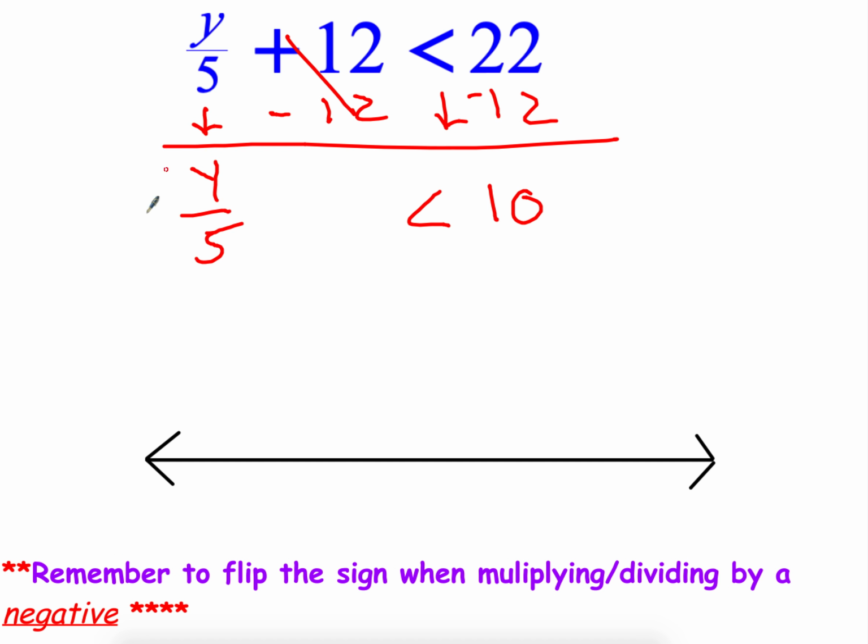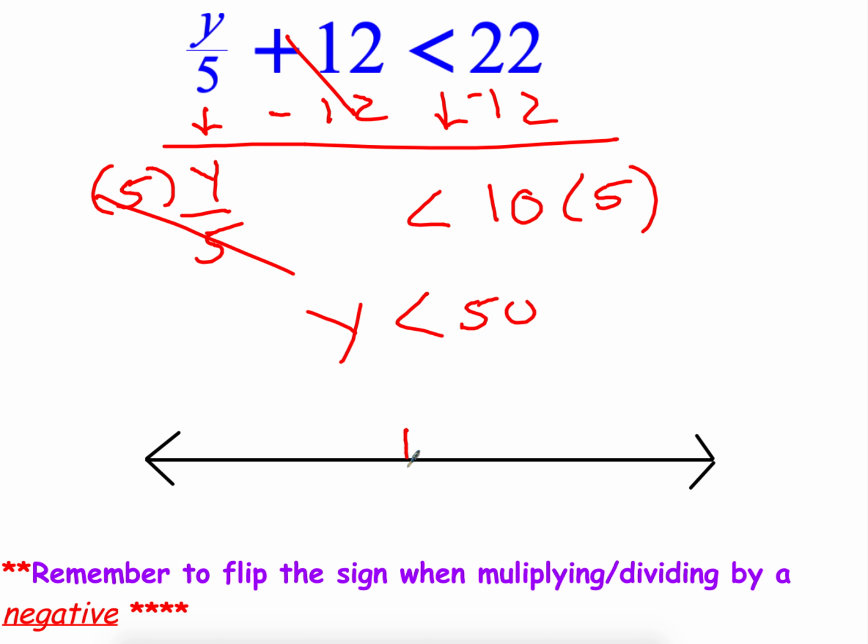Now I've got to get rid of this division. The opposite of division is multiplication. So because I'm trying to get rid of the 5, I'm going to multiply by 5. There we go, those cancel. I do not have to flip my sign because I did not multiply both sides by a negative. So I just get y is less than 50. Open circle on 50 to the left. And that's it.